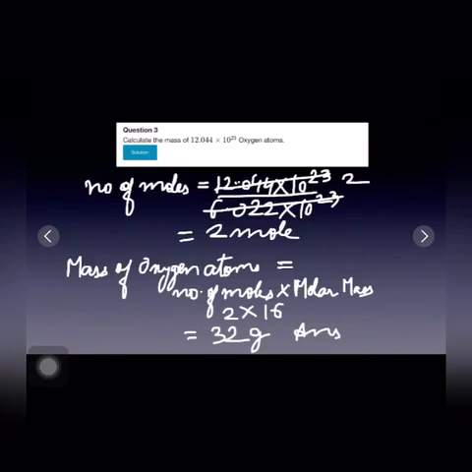So that's it for this video. In the next video we are going to discuss more numericals, important numericals on mole concept only.